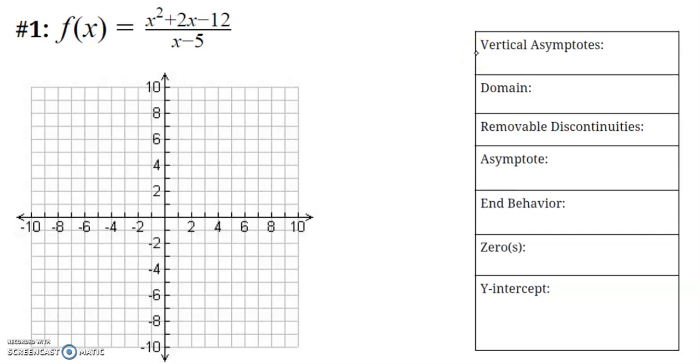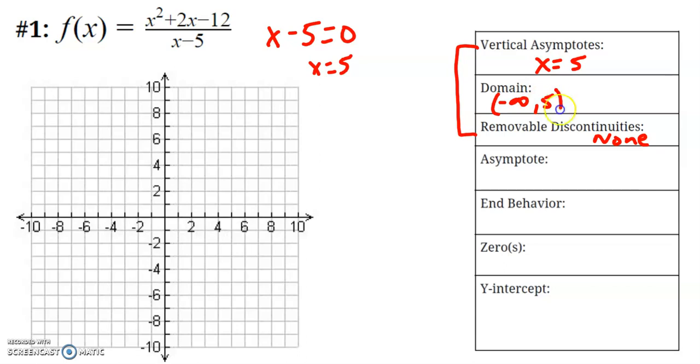And again, all these are kind of paired together: vertical asymptotes, domain, and removable discontinuities. So we take our denominator, set that equal to 0, and since nothing will cancel, we do not have any holes or removable discontinuities. And our vertical asymptote is at x equals 5, which again, all of these apply to our domain. So our domain will now go from negative infinity to 5, union 5 to infinity. And then I'm going to go ahead and just put that on our graph as a dotted line.